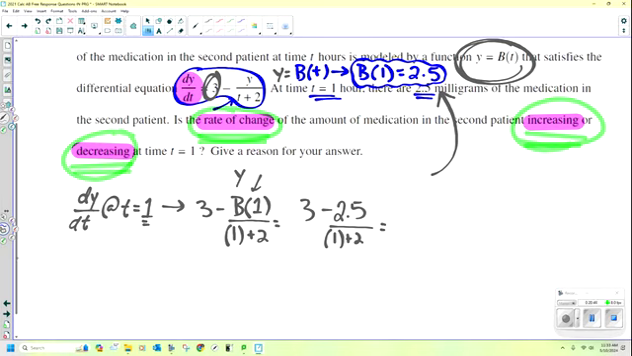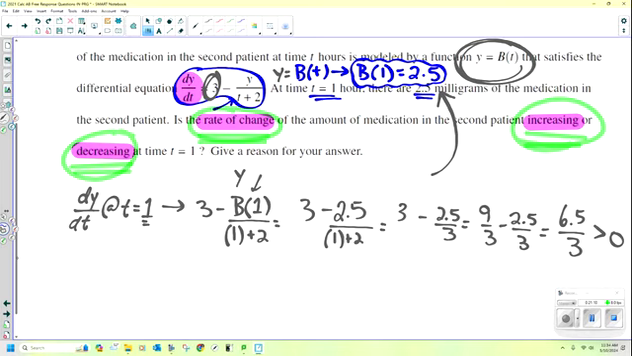So I've got 3 minus 2.5 over 3. Let's just make this 3, 9 over 3, so I can combine these, because I want to see if this is positive or negative, and that's 6.5 over 3. That is greater than 0. Okay, so I know that's increasing.